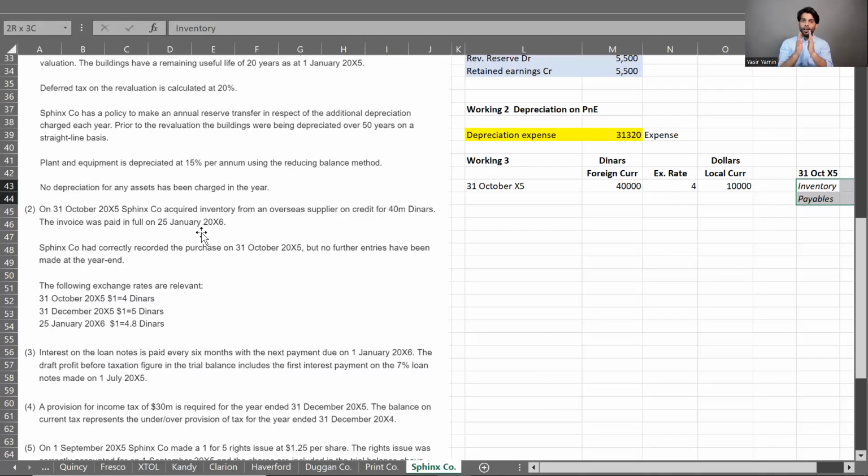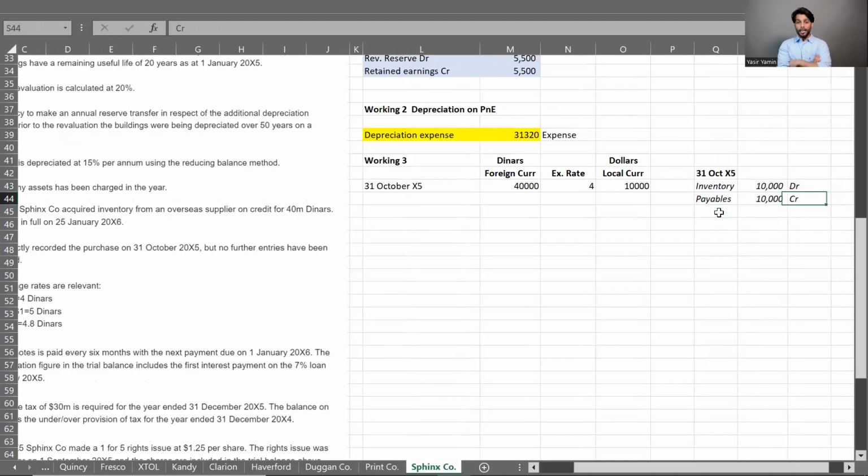If you haven't paid your liability by the accounting year end, please focus. You bought something on credit and as a result you have payables in your books of $10,000. And you settle this liability next year. If you settle this liability next year, then that means you still have the liability in your books of accounts as at 31st December X5, which is our year end. Do you agree or not?